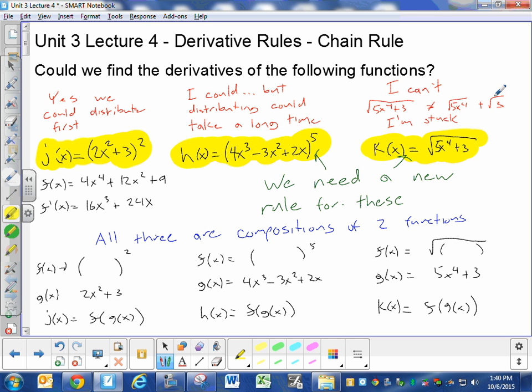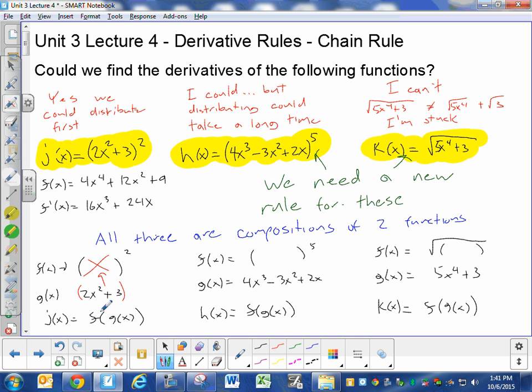Okay? And what do I mean by a composition of functions? Well, we have kind of an outside piece to our function J, this quantity being squared. I'm going to use parentheses. However, you can think of the outside function being x squared, and the inside function is the stuff inside the parentheses, here 2x squared plus 3. And if I compose these two functions, I plug g in for x, we get f of g of x, which is what J is.